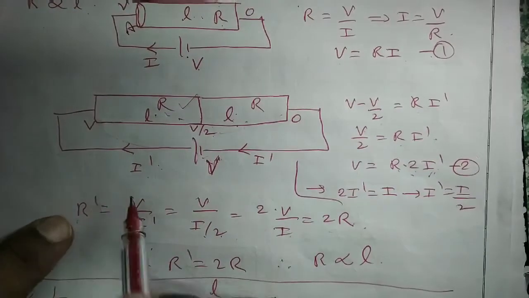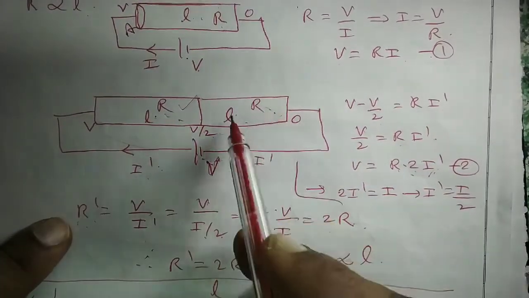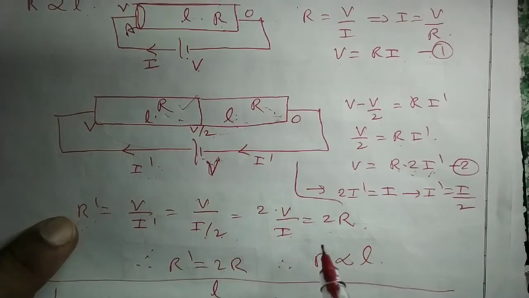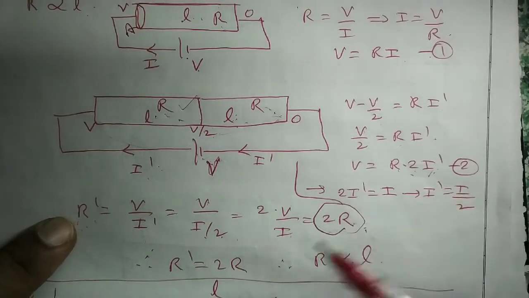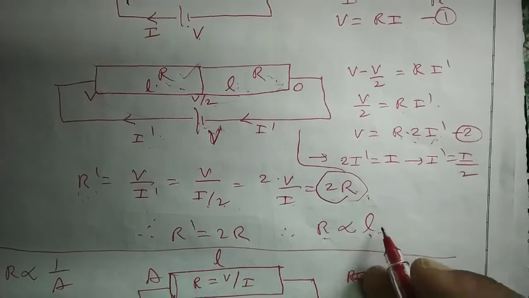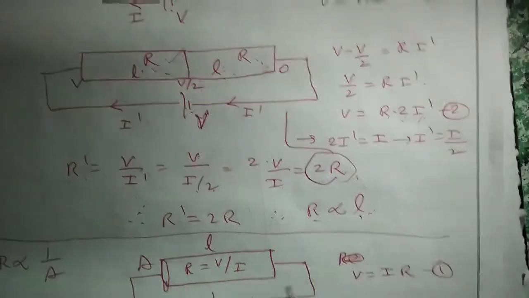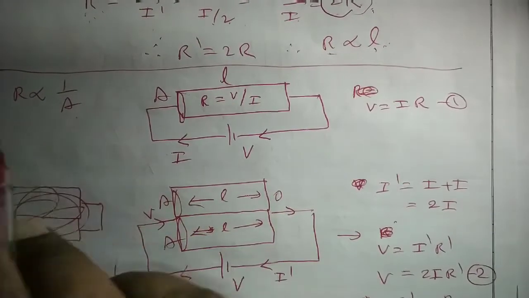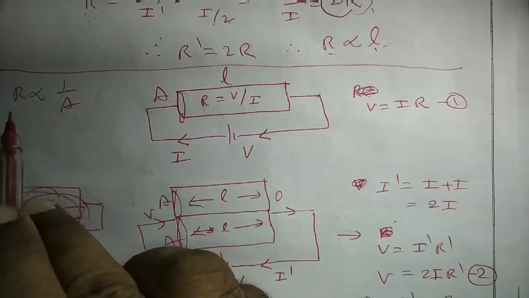That means when length is increased by placing one more piece, so that the length becomes double, 2L, then the resistance R dash also becomes 2R. Resistance also doubled. That means resistance and length are directly proportional. If length is doubled, resistance also doubles. Now another property: resistance is inversely proportional to cross-section area. If cross-section area is more, resistance will be less.